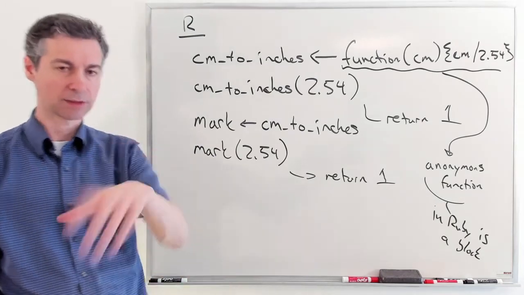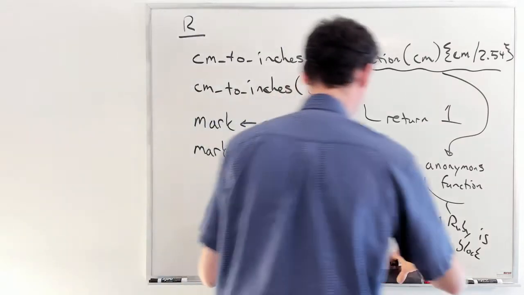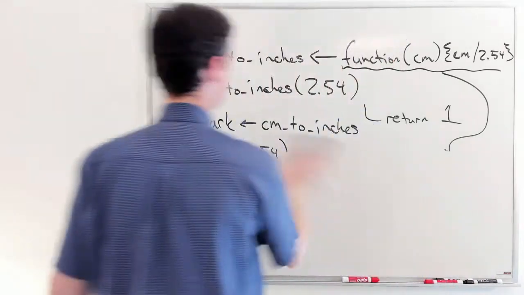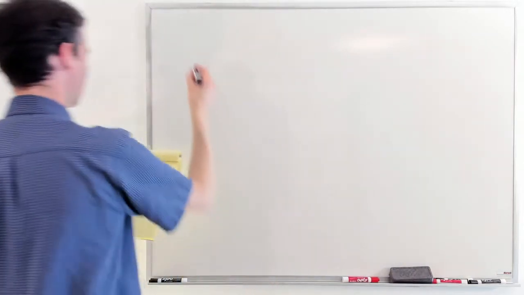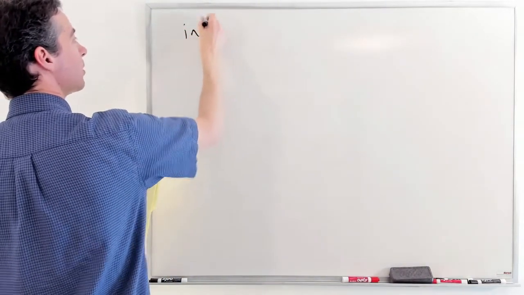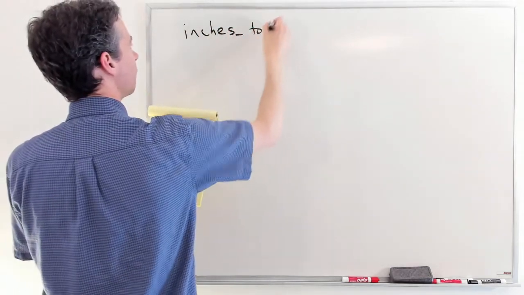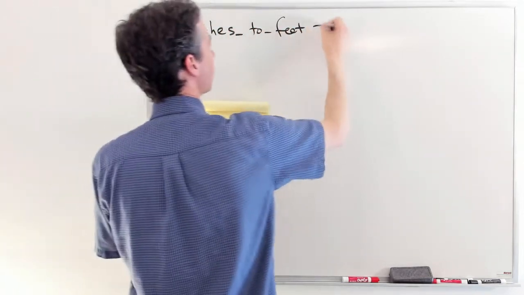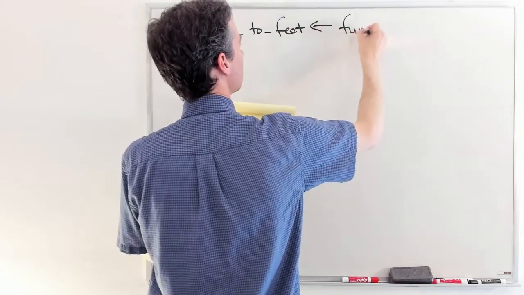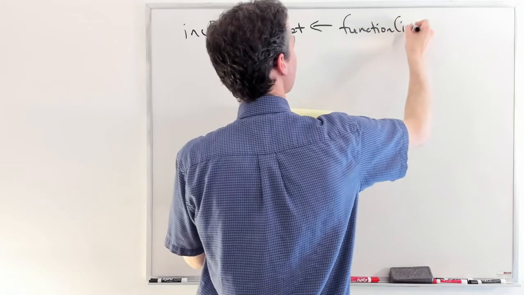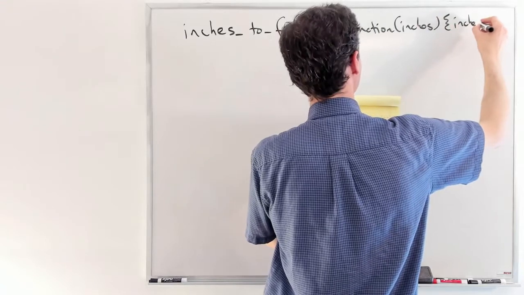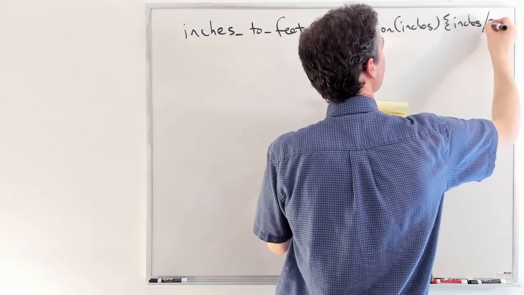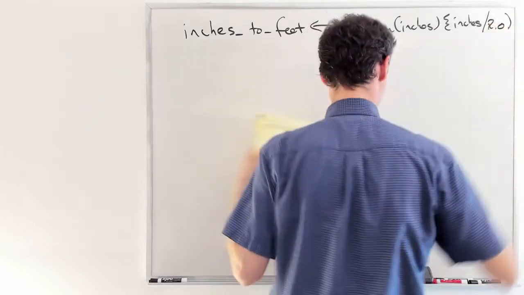All right. I did actually want to have more of an example here about passing around functions. And I think it's worth actually showing it to you. So let's go ahead and do that. This is in R. We're still in R. I could make a function, inches to feet, and this function takes inches. And to convert inches to feet, we divide by 12.0. Okay.